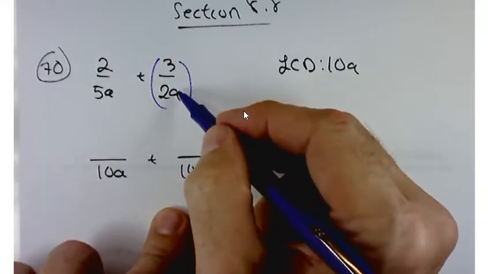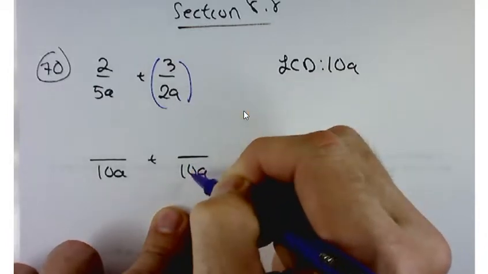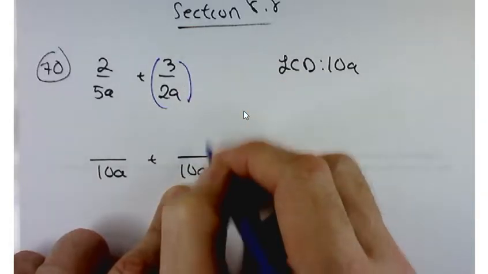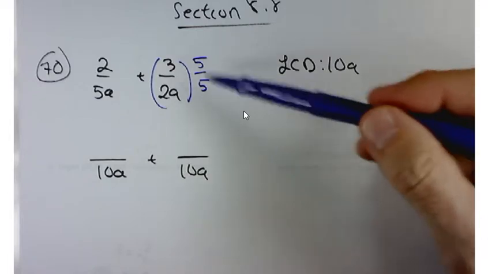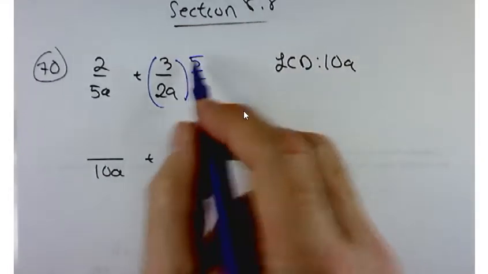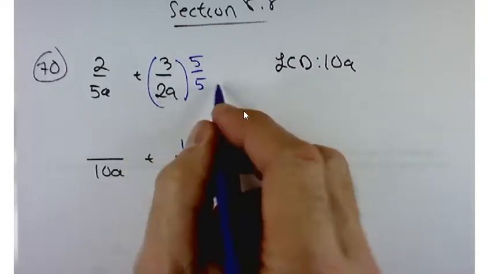Now, what do I need to multiply this by to get to here? 5. Do I need an a? Just a 5. So I'll multiply by 5 over 5. That's effectively 1. But instead of canceling these things, I'll just multiply. That gives me 15 over 10a.